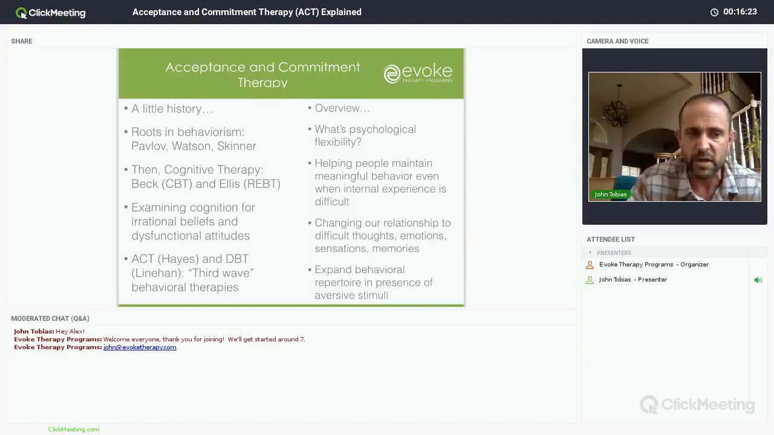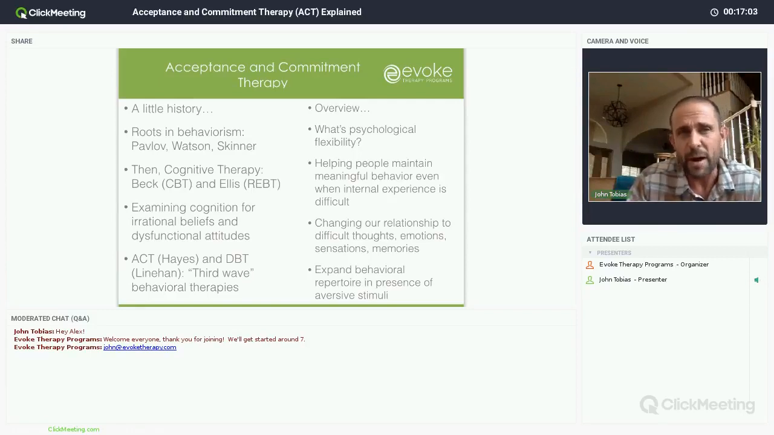And the thing that really differentiated the second wave of behavior therapies from the first wave is that with the second wave came a real focus on cognition and examining the role that cognition plays in our psychological difficulties. So making the link between thoughts and feelings. So examining cognition for irrational beliefs, dysfunctional attitudes, and CBT is still probably the most widely recognized effective treatment for so many of our psychological difficulties. It's shown effectiveness with depression, anxiety, a very long list.